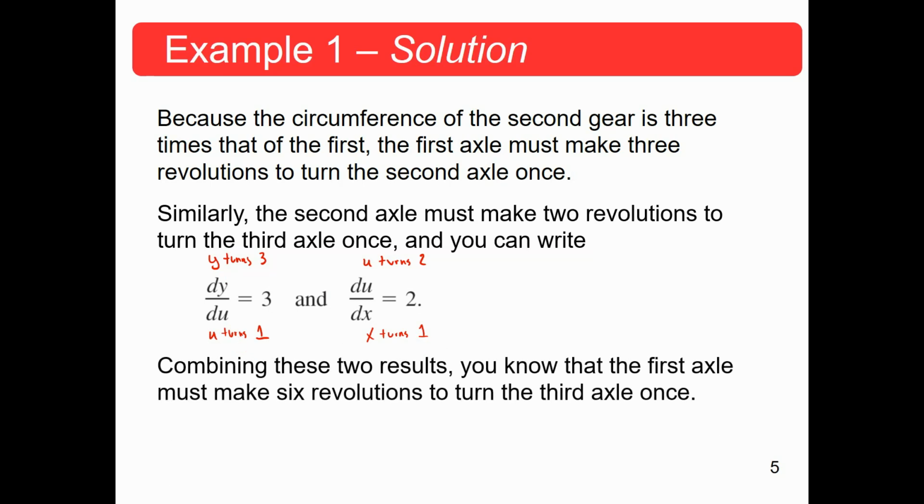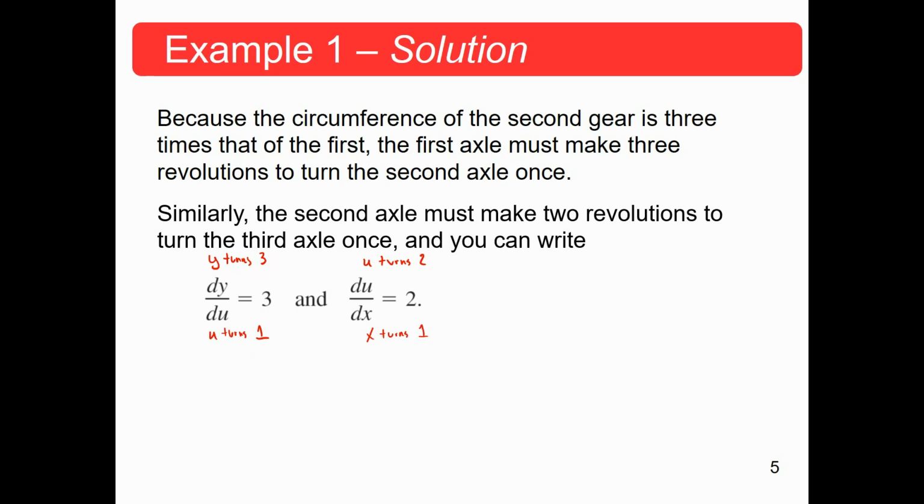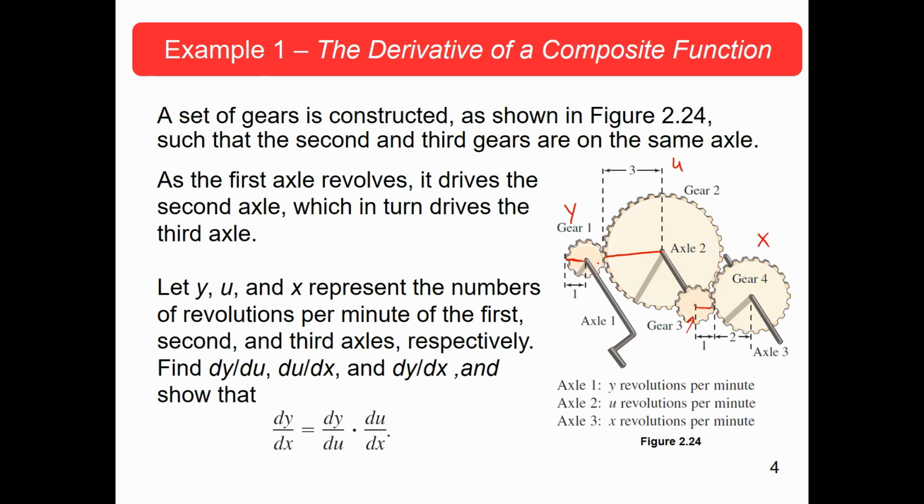So combining these two results, we know that if we turn the first axle, if we turn this 6 times, that made this go around twice. Okay? So this axle spun twice. If this axle does twice, this axle does once. So we can see, sure enough, 6 spins here gives us 1 spin here.